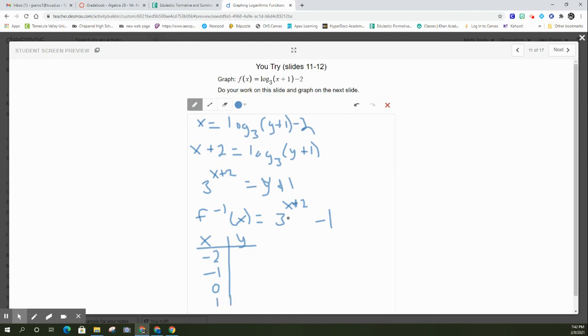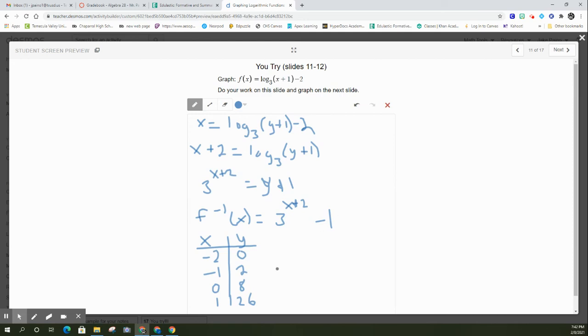So if I plug in -2, I get 3 to the 0, which is 1. 1 minus 1 is 0. Plug in -1, I get 3 to the first. 3 minus 1 is 2. Plug in 0, 3 squared is 9. 9 minus 1 is 8. Plug in 1, I get 3 cubed, which is 27. 27 minus 1 is 26. So again, this point obviously is going to be off my graph. But that's my table of values.